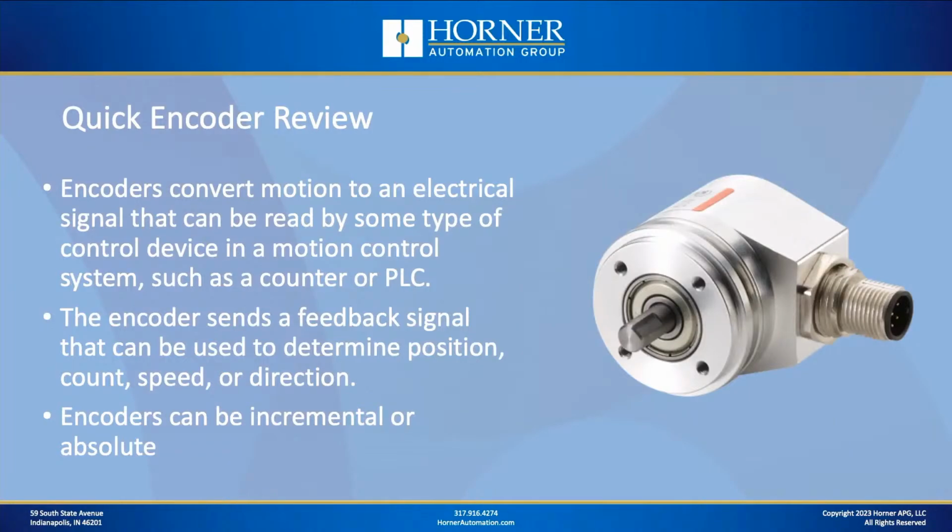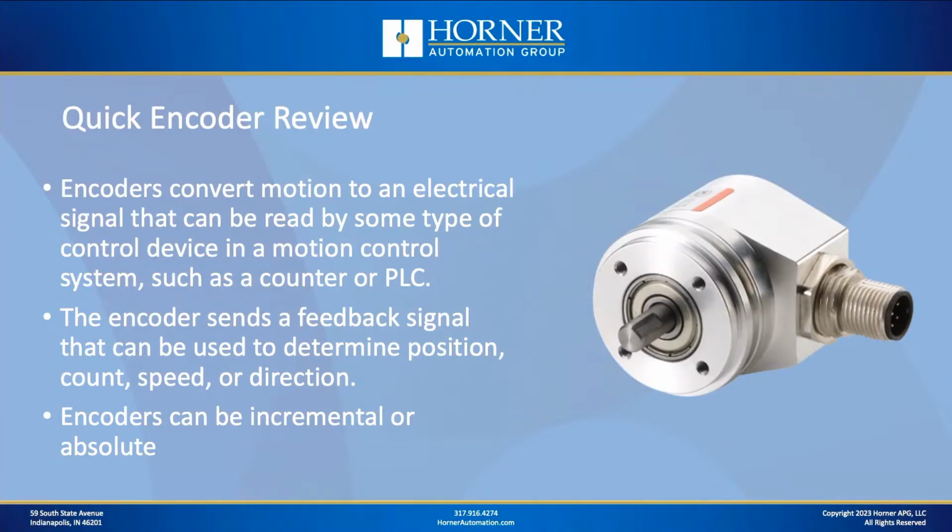Now let's talk about encoders. Encoders convert motion to an electrical signal that can be read by a control device like a PLC or a counter or a Horner OCS. Now, the feedback signal is sent by the encoder, and that's typically used to determine position, but it also can provide data such as speed and direction as well.